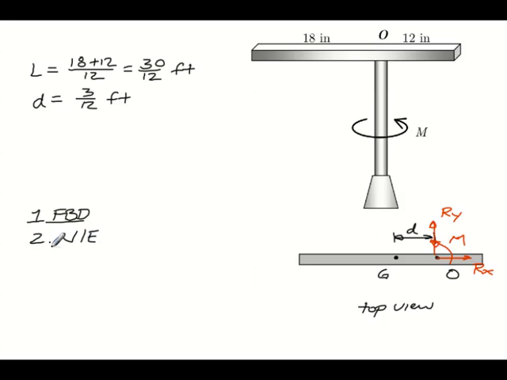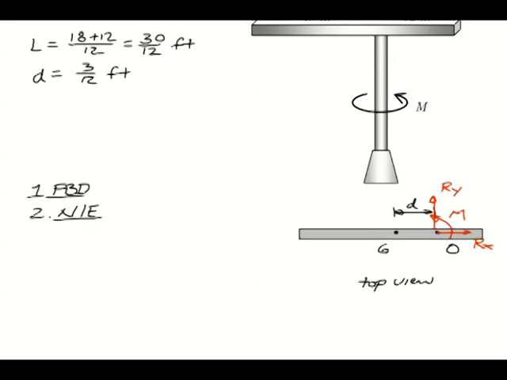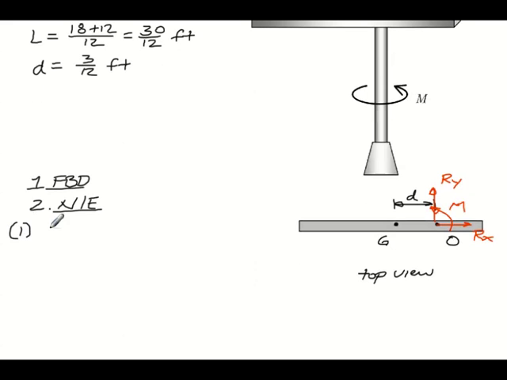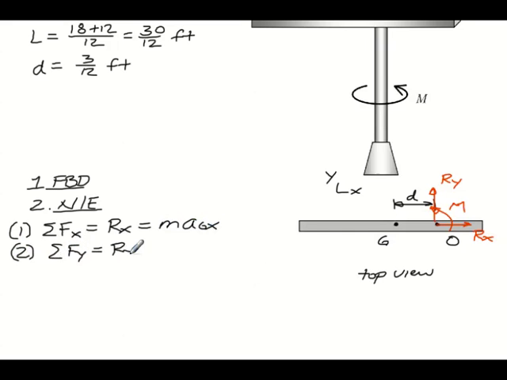Our Newton-Euler equations. Summation of forces in X. I didn't say what X is, so X is going to be positive to the right. Y is in that direction. Rx is equal to m aGx. That has to be the acceleration of the center of mass. Summation of forces in Y, we get Ry is equal to m aGy.